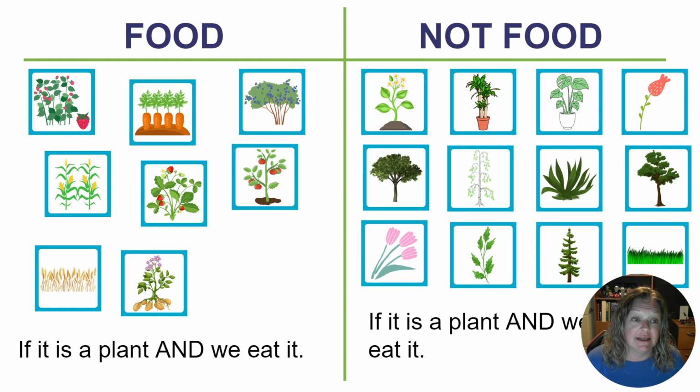So we have a really simple algorithm rule on the food side. If it is a plant and we eat it, it goes here. If it is a plant and we don't eat it, it goes over on the other side. So that's connecting that algorithm thinking, that computational thinking idea of designing an algorithm, a set of instructions or a rule. That's a really great way that you can connect that in naturally and have those conversations and develop those critical thinking skills along with your living systems stuff.